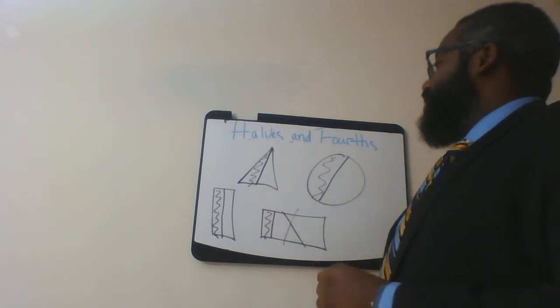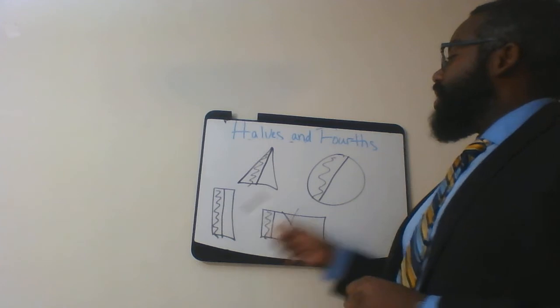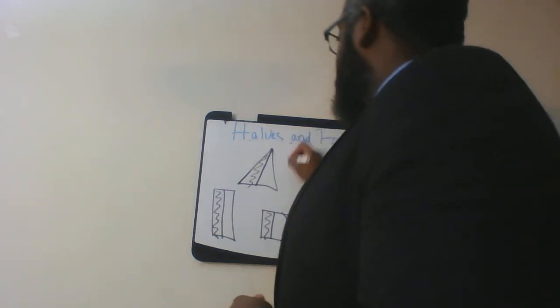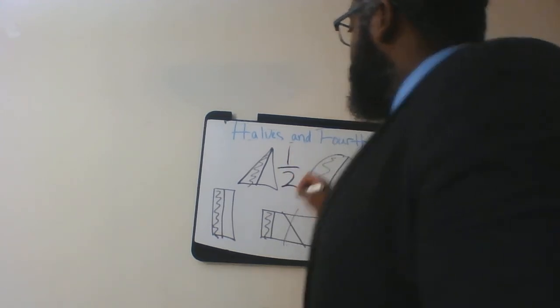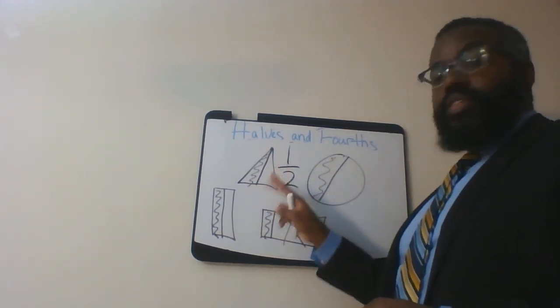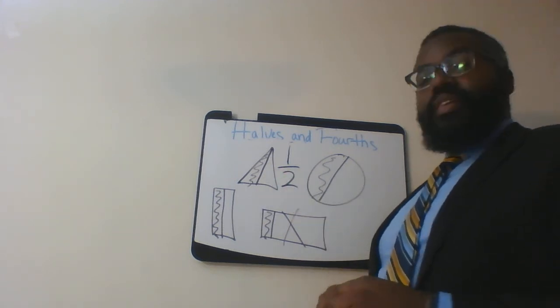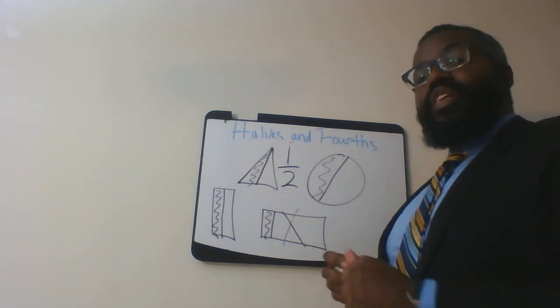Let's look back at the examples we have. The triangle, the rectangle, the circle. Notice, these are all one half. There are two parts. 1, 2, 1, 2, 1, 2. And one is shaded completely. So I can tell that's one half. And let's get started with 1/4.